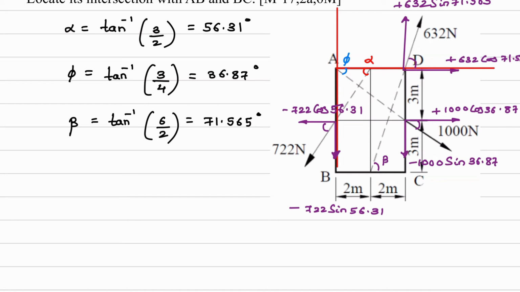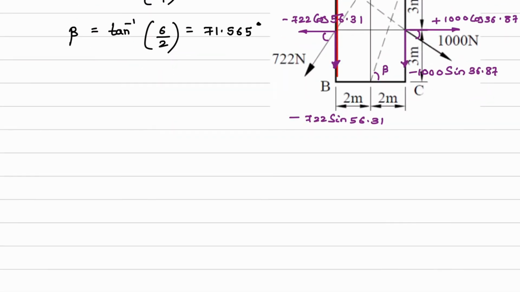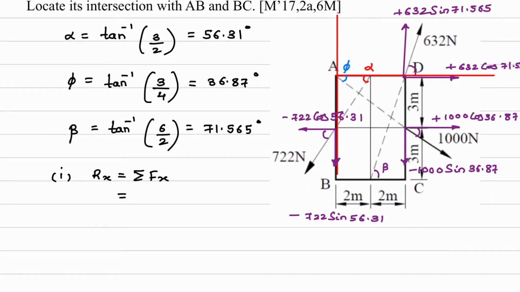After this, we can now calculate the remaining part. So what is the first question asked? We have to calculate the resultant, and then we have to locate the intersection. So we'll calculate the resultant part. The first one will be Rx is equal to summation Fx. So consider all the forces in x direction. Suppose we are starting with this one.